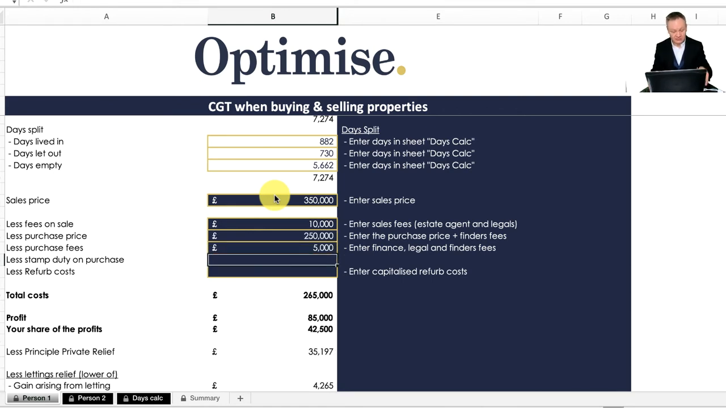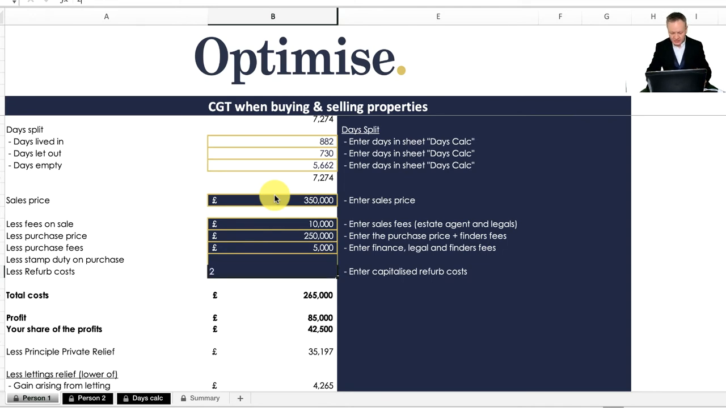In fact, you got your stamp duty there. We'll ignore that for now, because I've put it into the other cell. Less any capital refurbishment. Capital refurbishment is things like extensions, things that you've made improvements to the property. You may have had a dilapidated property. You didn't claim the refurbishment cost against your income, therefore you can claim it against your CGT.